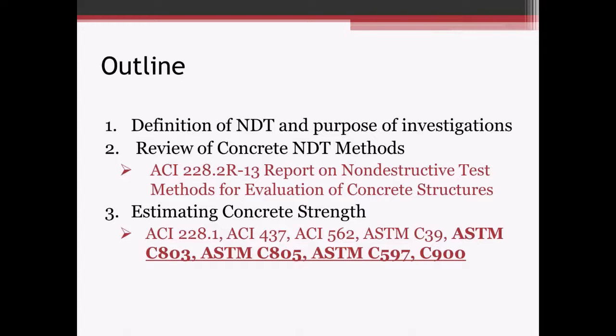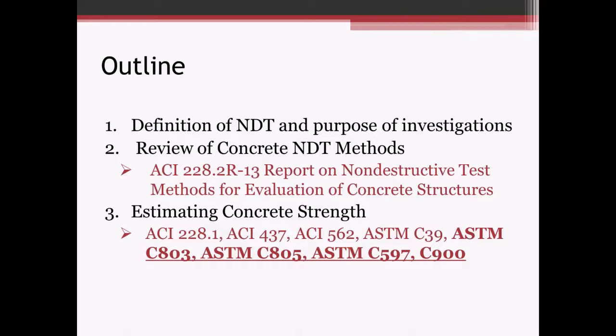Most of those are covered in ACI 228.1. Some of them are mentioned in ACI 437 and ACI 562. I think 437 is strength evaluation of existing concrete buildings, and 562, I think, is code requirements for assessment, repair, and rehabilitation of concrete structures.